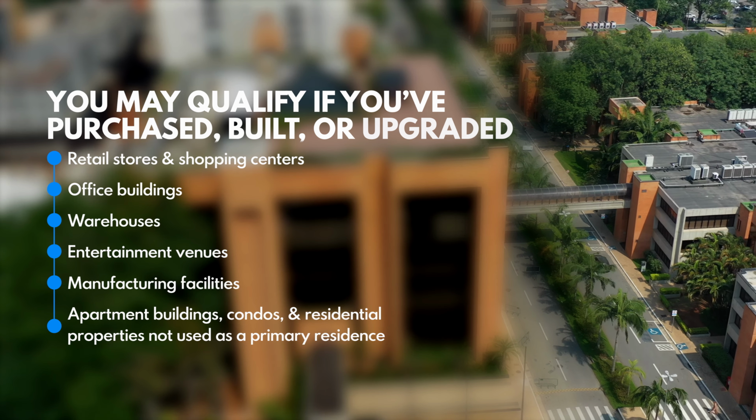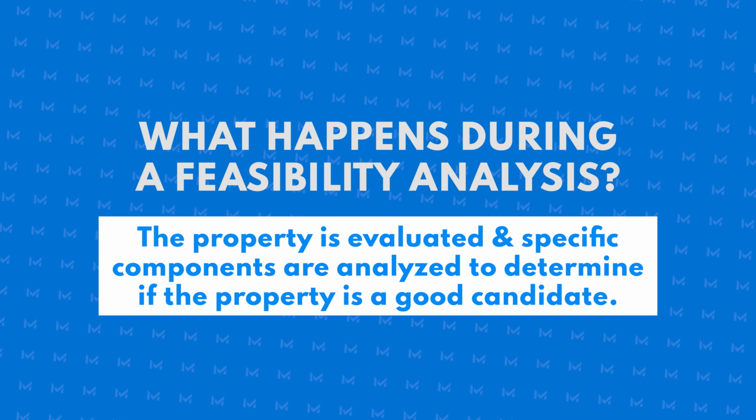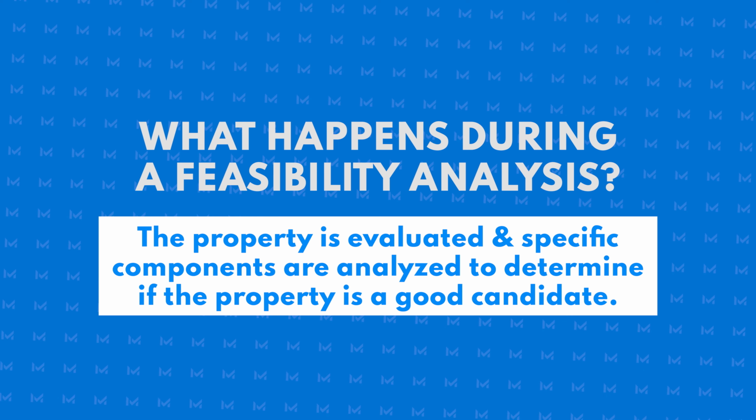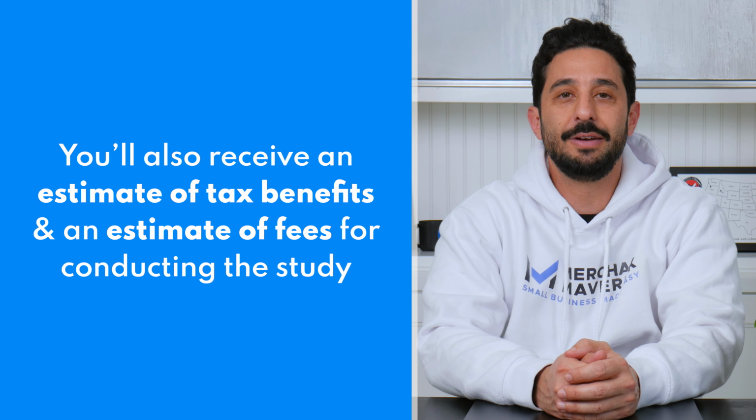There are generally 4 steps to completing a cost segregation study, starting with a feasibility analysis. During the feasibility analysis, the property is evaluated and specific components are analyzed to determine if the property is a good candidate for cost segregation. If you're working with a cost segregation company, you'll also receive an estimate of tax benefits and an estimate of fees for conducting the study.